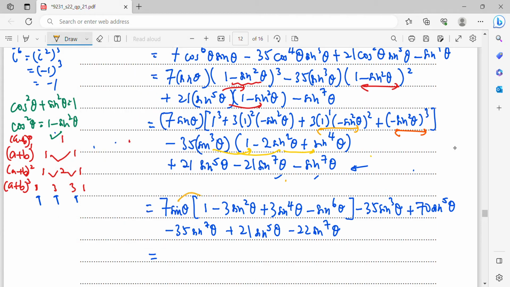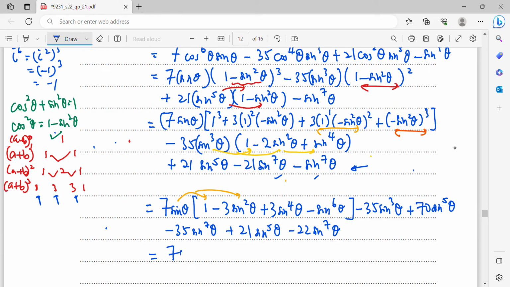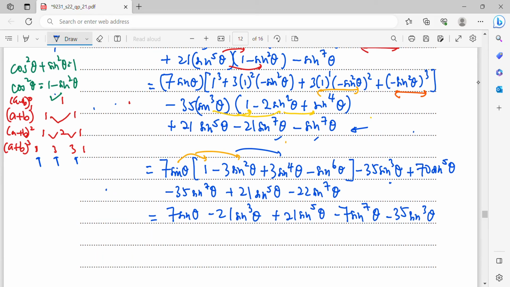So we need to do expansion right now. Just expand. So I will get 7 sine theta minus 21 sine cube theta plus, expand again, 21 sine degree 5 theta minus 7 sine degree 7 theta. Then now I will rewrite this term, negative 35 sine cube theta. The degree 5 also rewrite because we cannot simplify with, no, you can simplify.